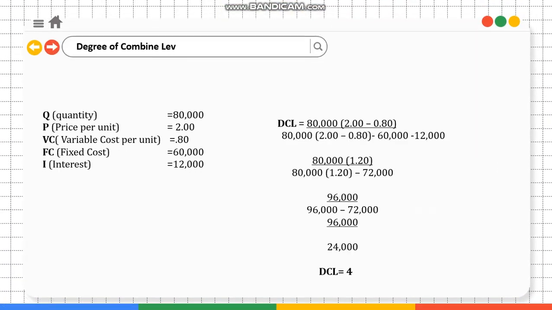Another formula to get the degree of combined leverage, or DCL, is this one. DCL is equal to quantity multiplied by the difference of price and variable cost, over quantity times price minus variable cost, minus fixed cost, minus the interest.